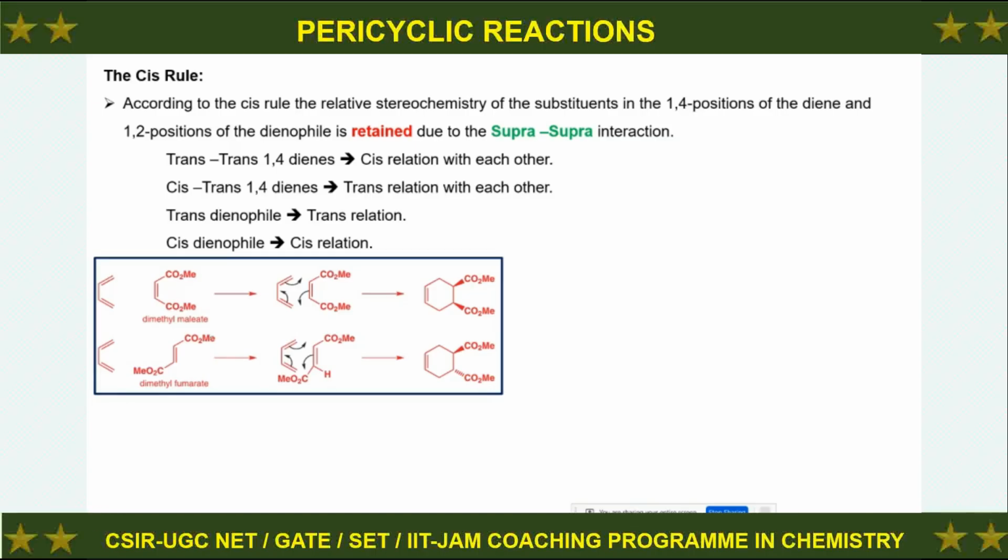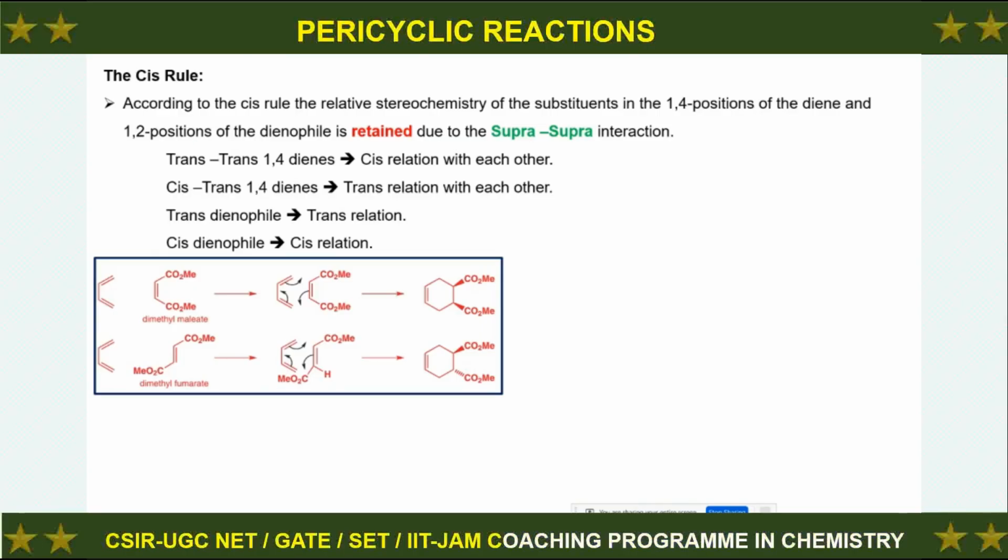If you are taking a trans configuration isomer, this is a configuration isomer, not a conformation isomer, then you should end up with a trans one. One should be above, one should be below. So I'm telling you, first this is a dienophile. This is a cis dienophile, cis relation. Trans dienophile, it should be trans relation.